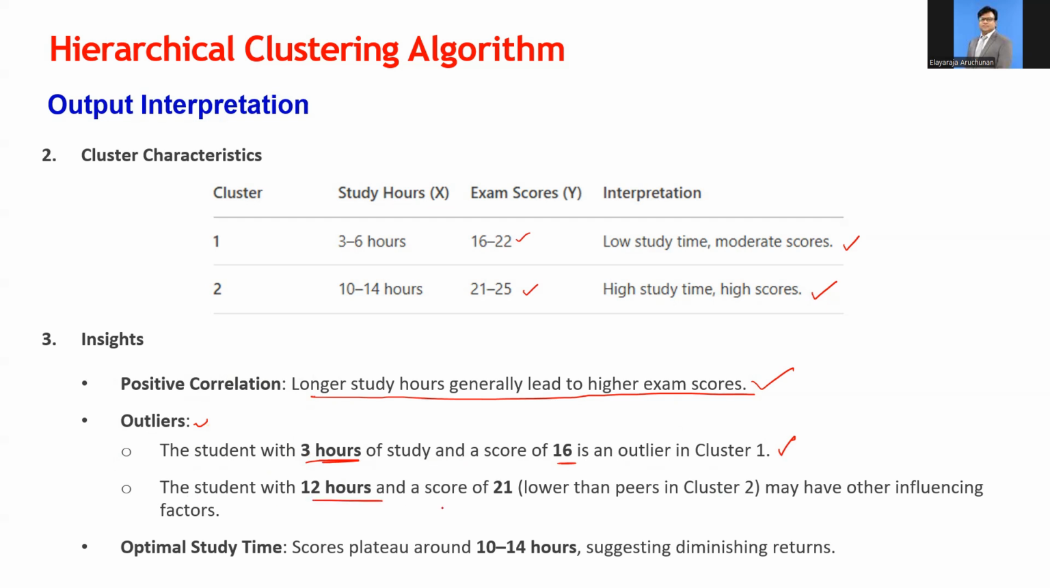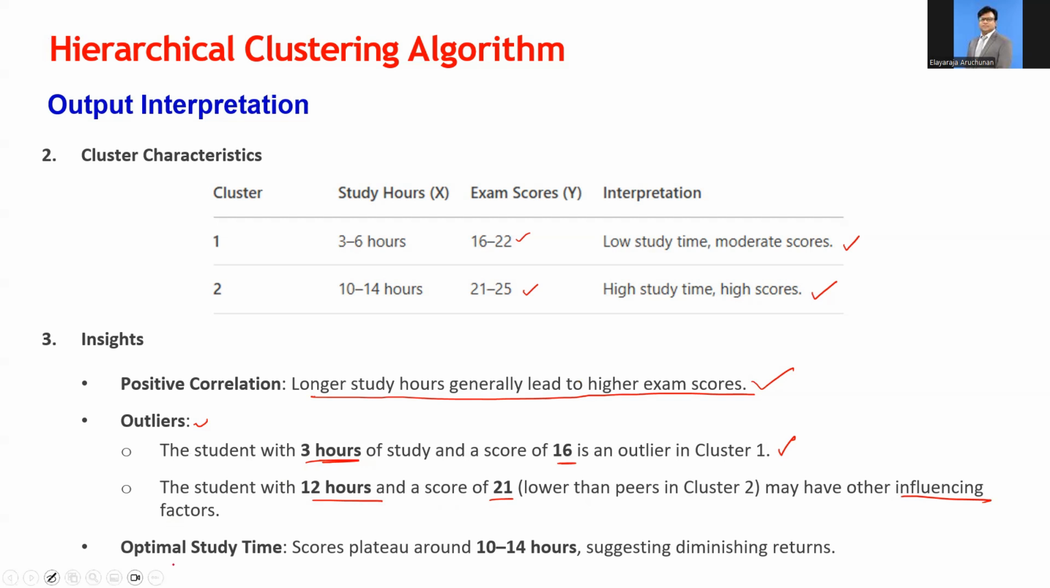The student with 12 hours of study and a score of 21 is lower than the peers in cluster 2. This may be due to other influencing factors, for example, maybe he has his own personal issues. That may be the cause.